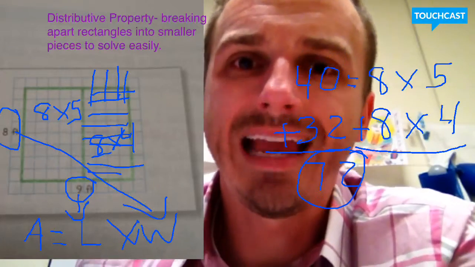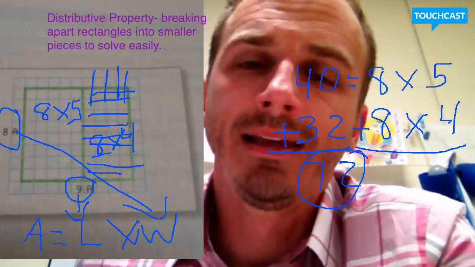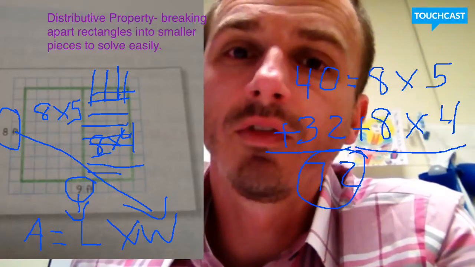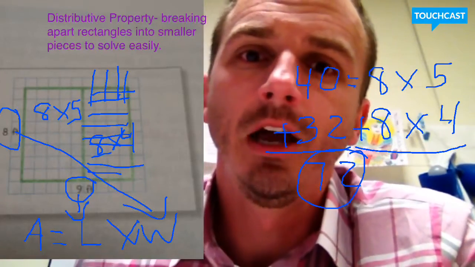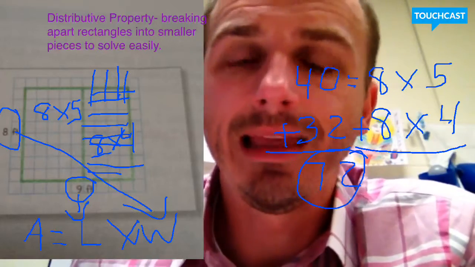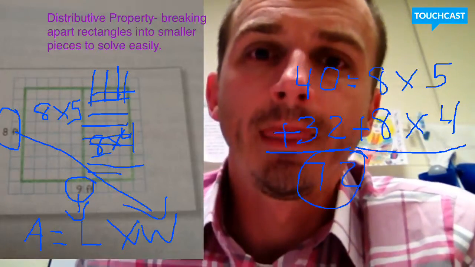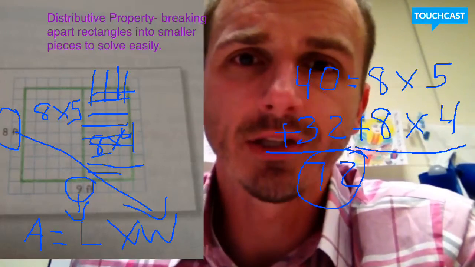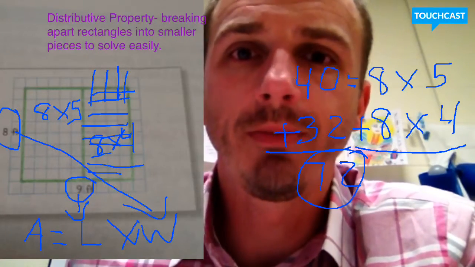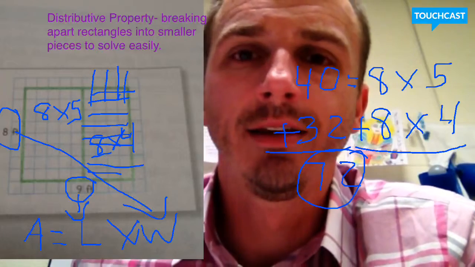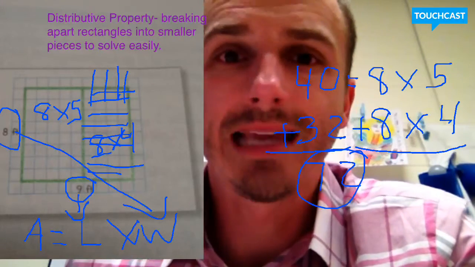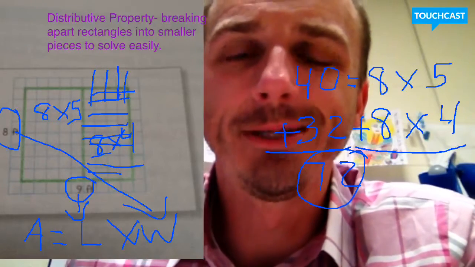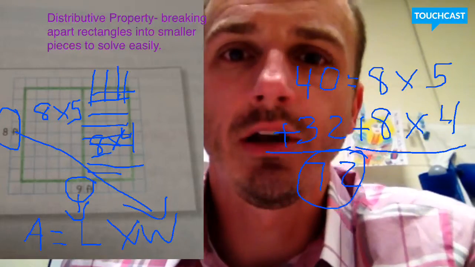And so this is how you use the distributive property. It may be easier for some of you, it may be a little bit more difficult, but I want you to be able to understand that this is a strategy that can help you solve multiplication problems. In this case, we're trying to find area. And so hopefully understanding the distributive property will help you see that breaking apart, in this case a rectangle, into smaller pieces helps you easily solve problems.